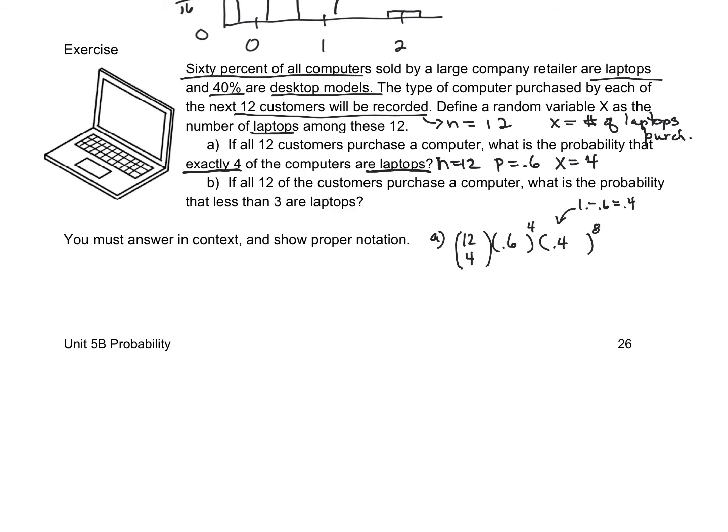Now, how are we going to actually solve it? Calculator, for sure. Binomial PDF this time. And we're going to enter n equals 12, p equals 0.6, and x equals 4. And you're going to tell me what you get. 0.042.